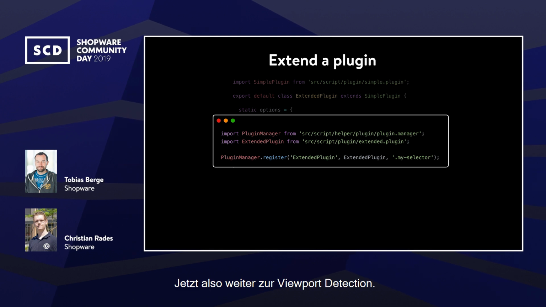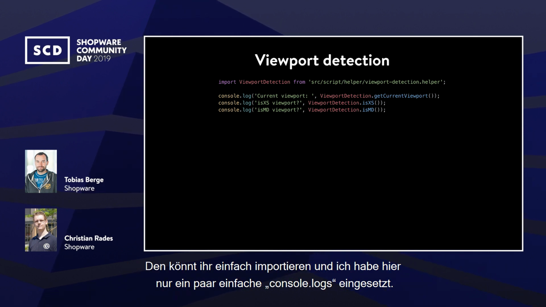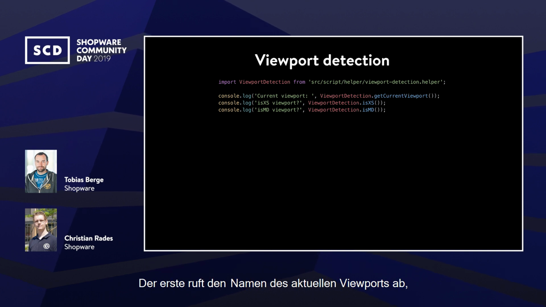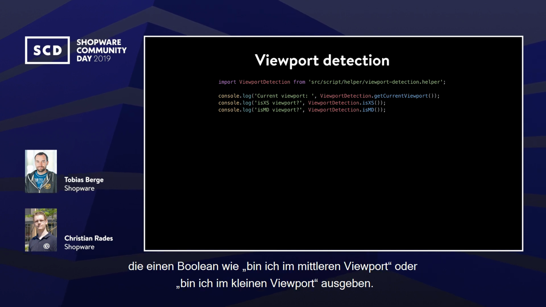Okay, now about the viewport detection. You have the ability to react to certain viewports in your JavaScript with the viewport detection helper, and you can simply import this. I only did a bunch of console.logs right there. The first one gets the name of the viewport your browser is currently in. And you also have some helper methods, which just return a Boolean, like: am I in the medium viewport, or am I in the small viewport?